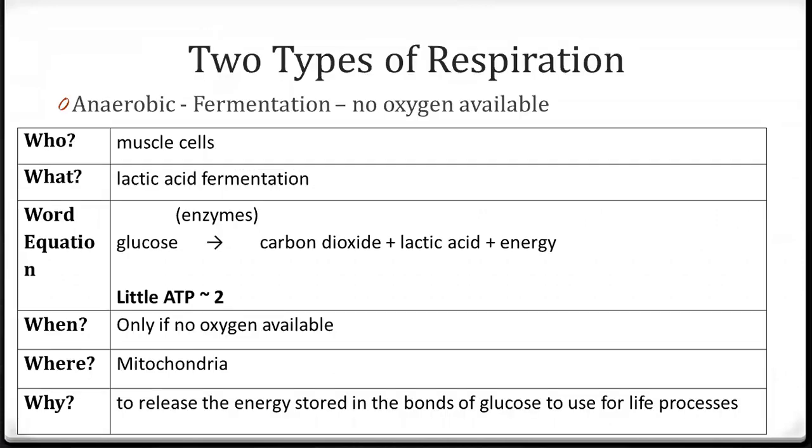All right, so anaerobic fermentation is when no oxygen is available. So muscle cells use this, and it's called lactic acid fermentation. The word equation is glucose, and see how there's no oxygen here? Glucose produces carbon dioxide, and then instead of water, we make lactic acid and energy. And this produces energy, but not that much, only about 2 ATPs. It occurs only if no oxygen is available, in the mitochondria, and the purpose is the same: release energy stored in the bonds of glucose to use for life processes.